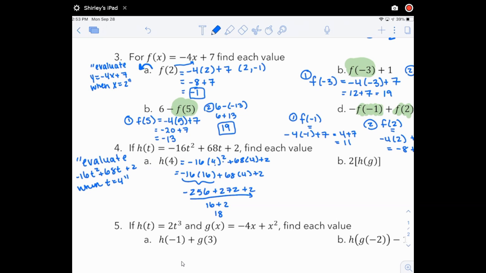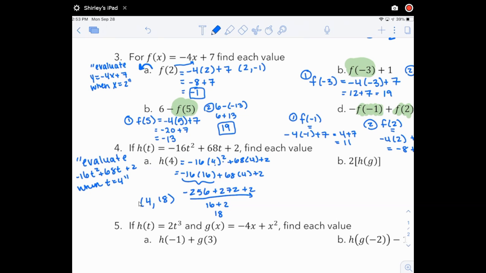Okay. So H at 4, again, means if X is 4 and that's my input, figure out what Y is. And again, we might be thinking in terms of that parachute problem. So maybe this means that at 4 seconds, my parachuter is 18 feet off the ground or something similar.